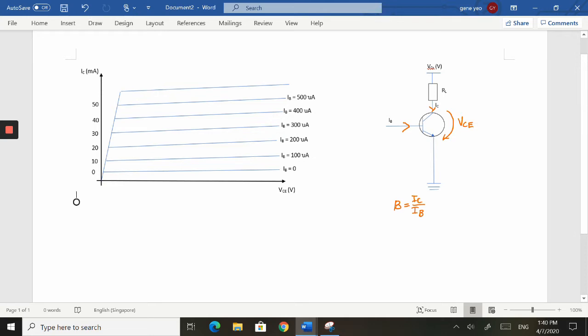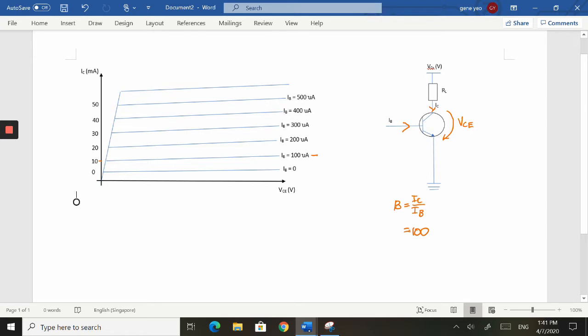First of all, let's assume that the beta value is 100. If we have a beta value of 100, that means for every IB that we have, IC is 100 times that of IB. We can see this from the IC-VCE graph. If I have 100 microampere for IB going in here, I should have a corresponding value of 10 milliampere. It's 100 times more.